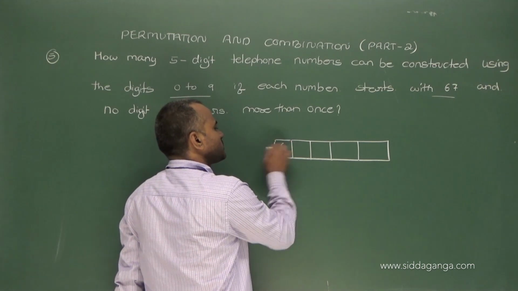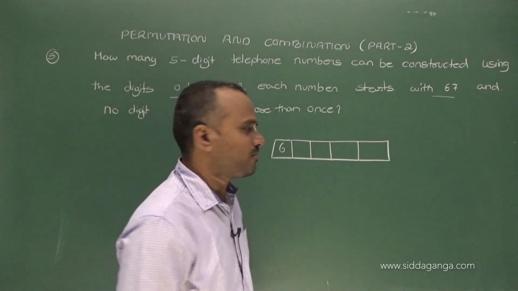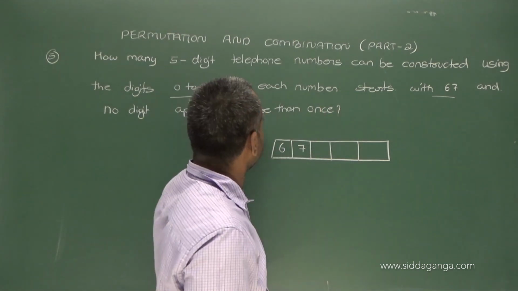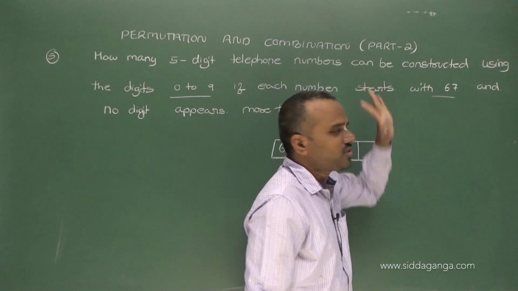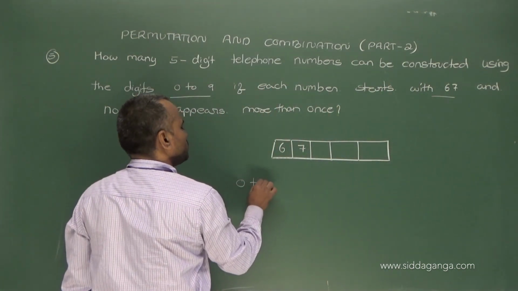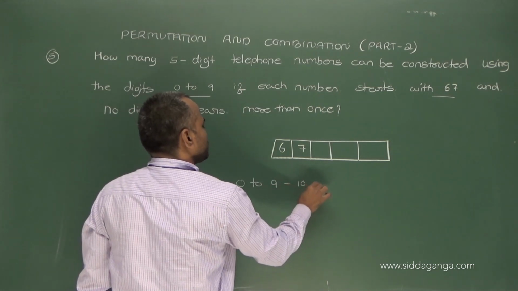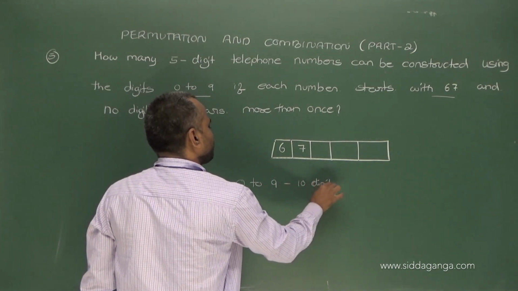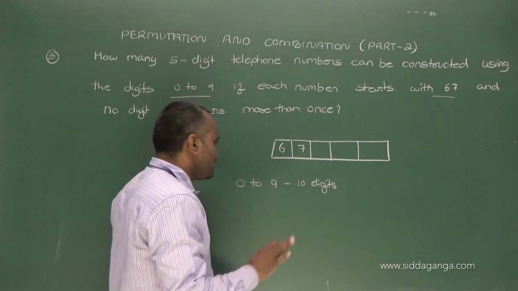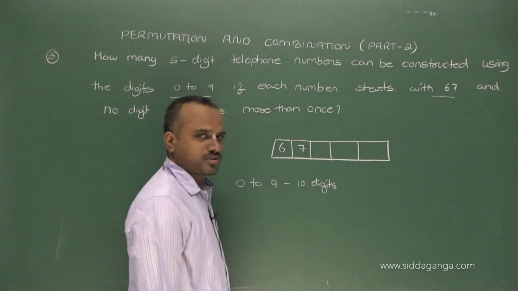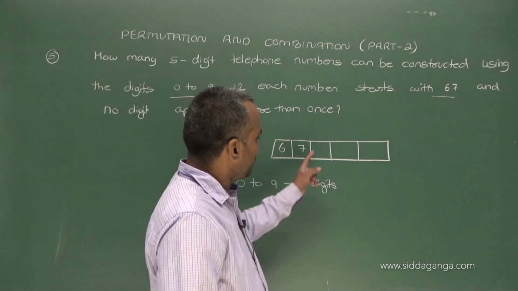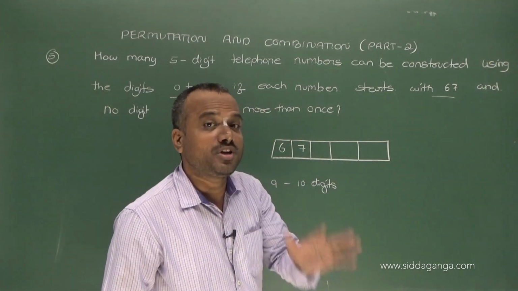In the first place, I filled the number 6. On the second place, I filled the number 7, because he has given that each number starts with 67. From 0 to 9, 10 numbers are there. Among these 10 numbers, I have already used 2 numbers, 6 and 7. How can we fill the remaining boxes?